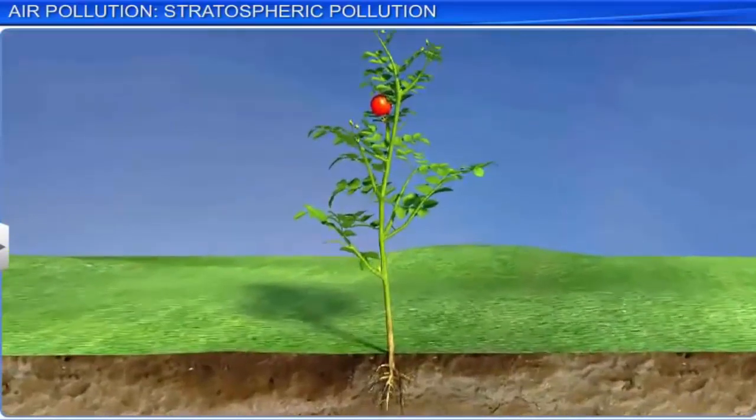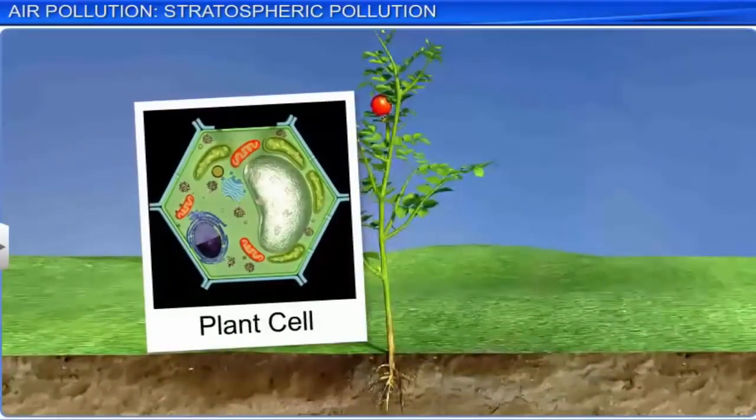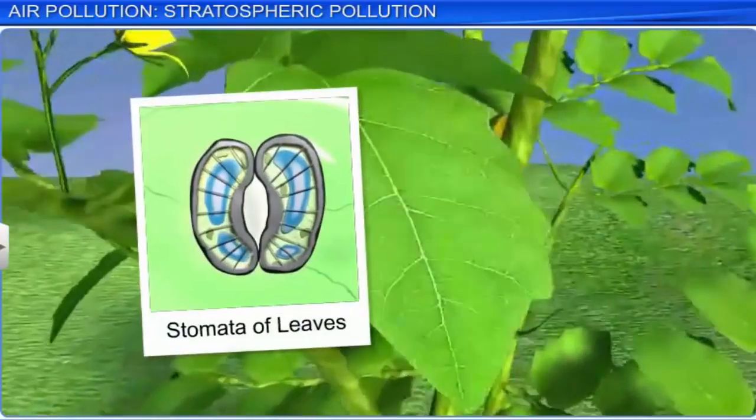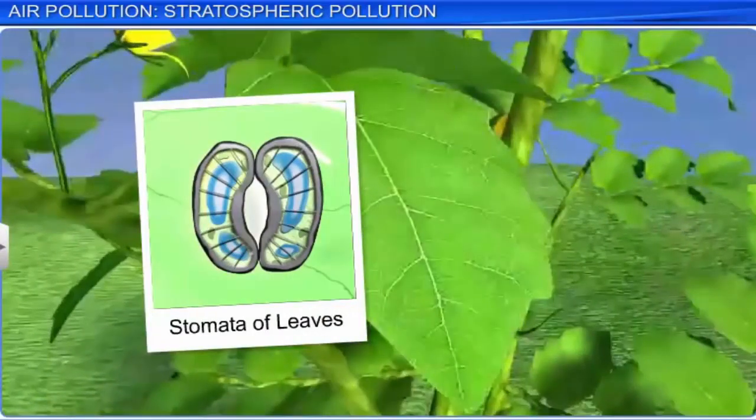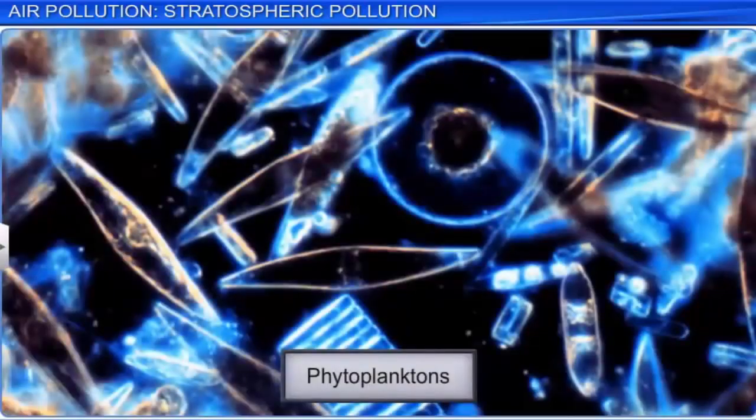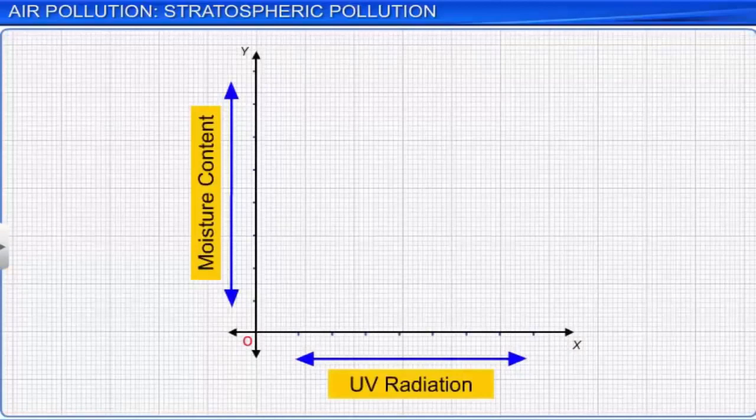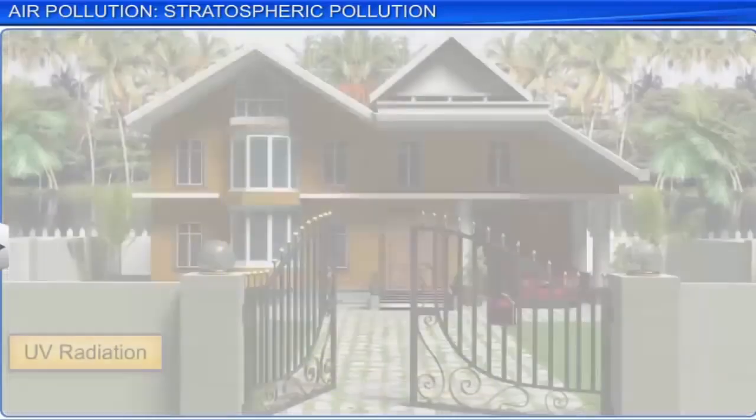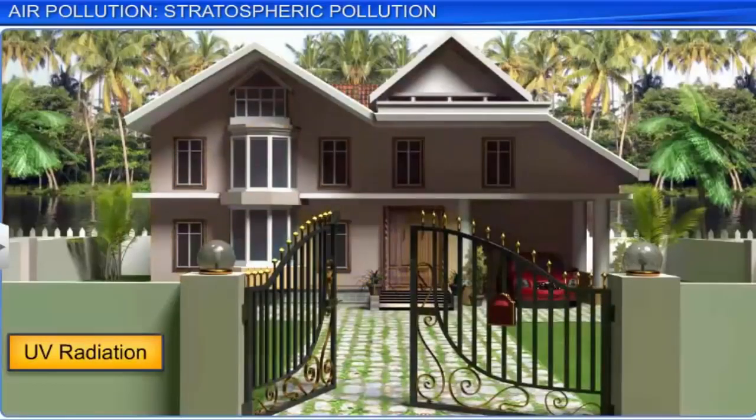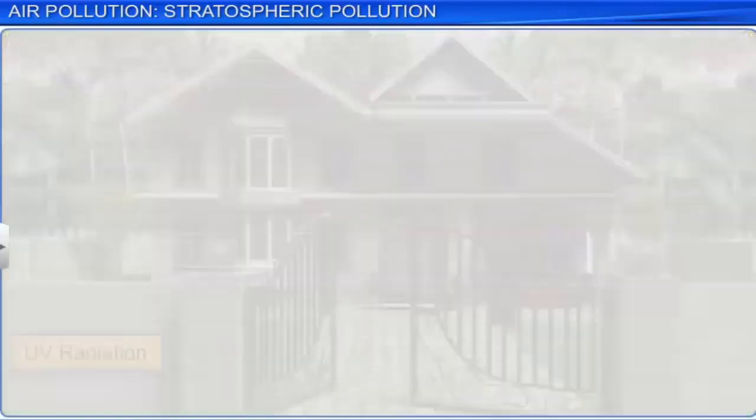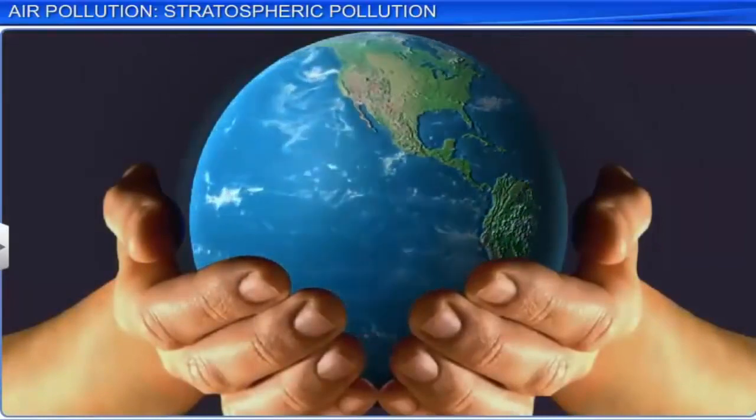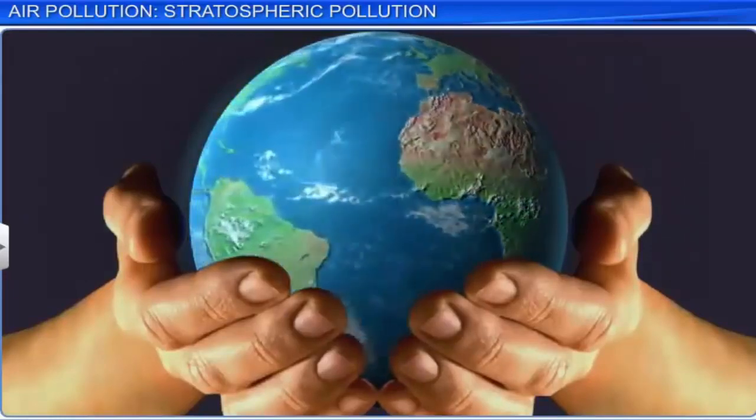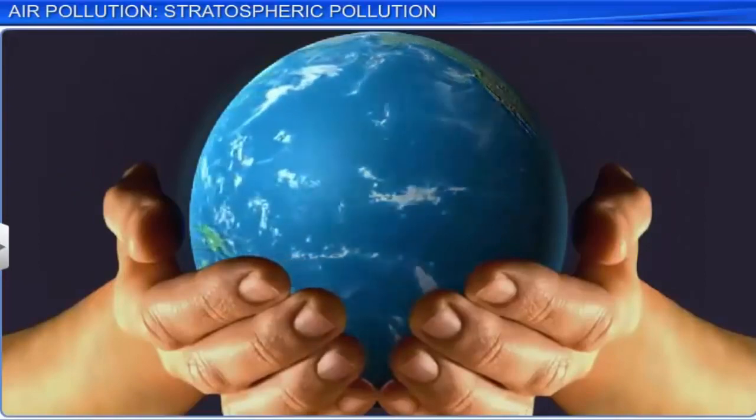In plants, UV radiations cause mutation of cells by affecting plant proteins, increase the evaporation of surface water through the stomata of the leaves, and kill phytoplanktons. UV radiation also decreases the moisture content of soil and fades paints and fiber, causing huge economic losses. Therefore, we all need to ensure a reduction in stratosphere pollution by reducing the use of chlorofluorocarbons, nitrogen dioxides, and methane-releasing compounds.